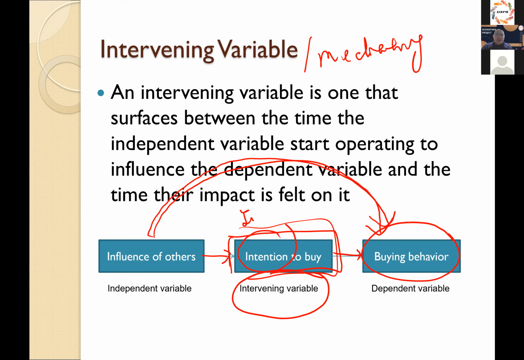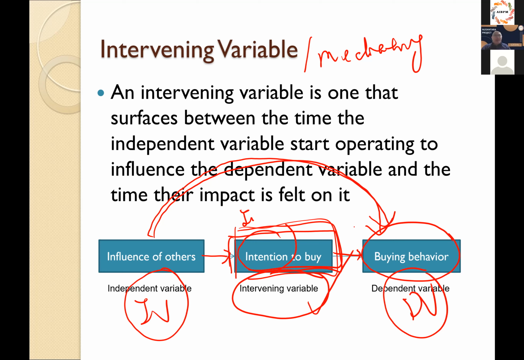So this is intervening. It basically means if you plug in this additional variable in the middle, then it will give a better explanation between IV and DV. This is your IV, this is your DV. If you plug in the middle and the explanation gets better, then we call it mediating, because it exists between IV and DV.